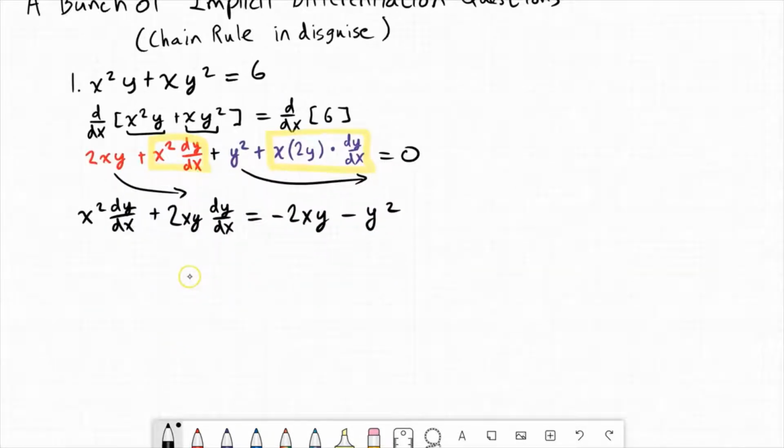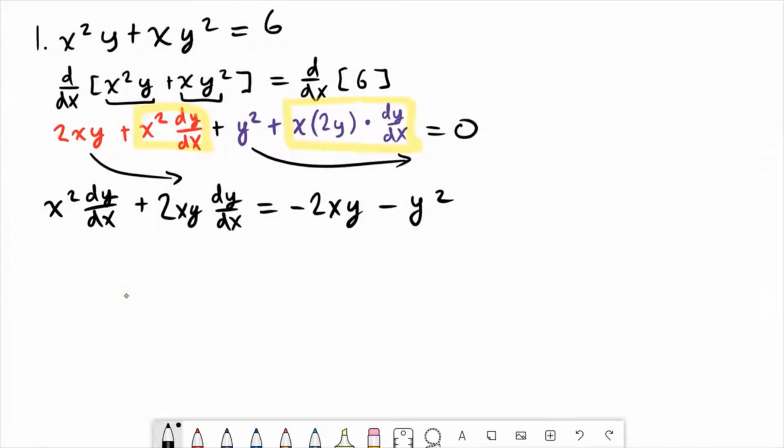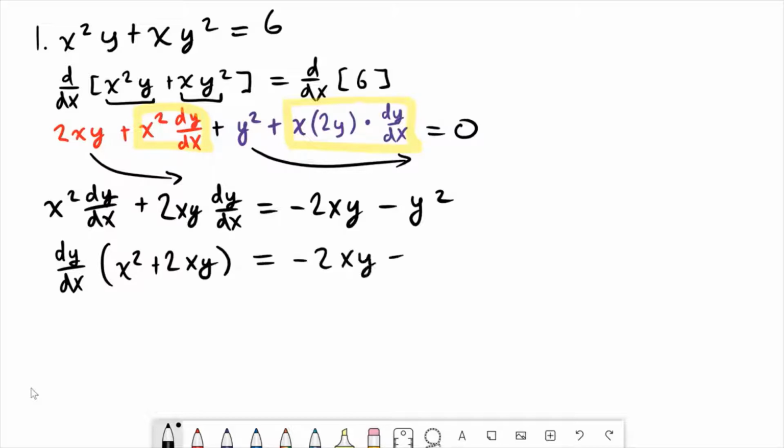That's quite a lot, but there we go. That's good enough. So now we have groups of dy dx on the left side and not dy dx on the right side. And the aim here is to simply factor out the dy dx. So I'm going to factor out the dy dx on the left hand side. So dy dx times x squared plus 2xy is equal to negative 2xy minus y squared.